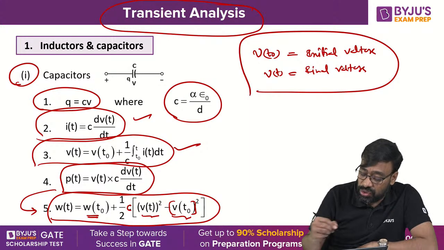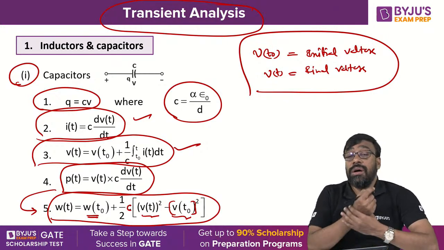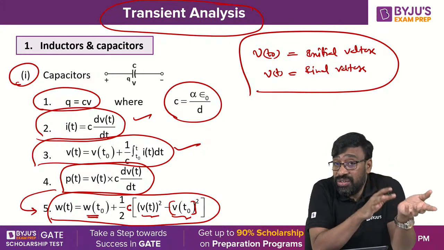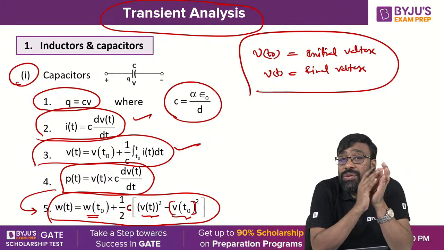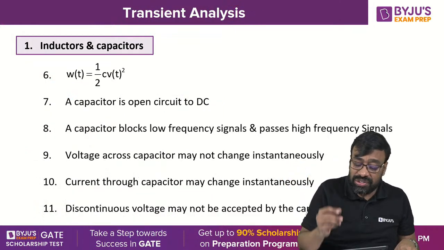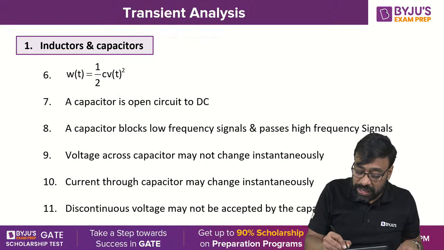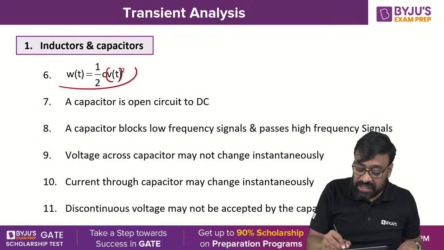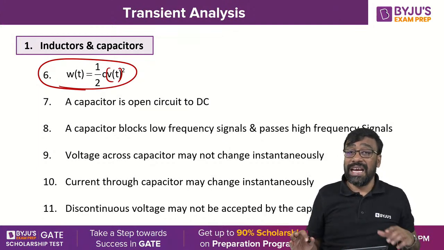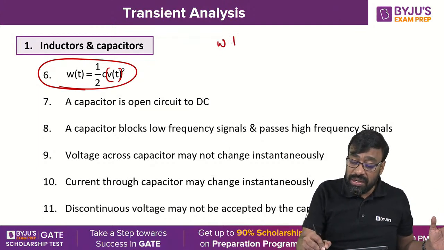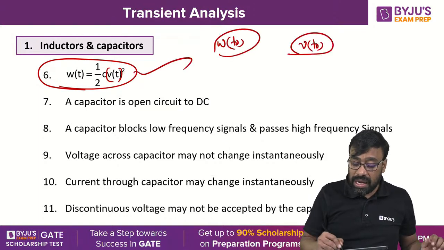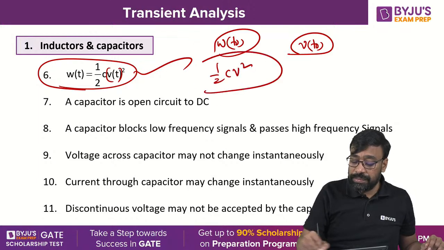So the energy stored in the capacitor between the interval t naught to t is W of t naught, the initial energy, plus half of C into V of t whole square minus V of t naught whole square. Suppose the initial voltage is 0, then simply you can express it as half CV square. That's why most of the time we remember the formula half CV square, neglecting the initial energy W of t naught and V of t naught.